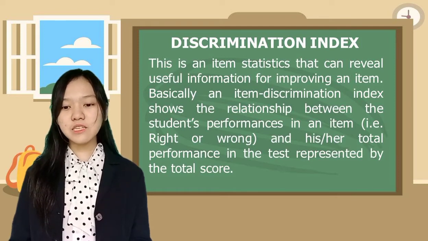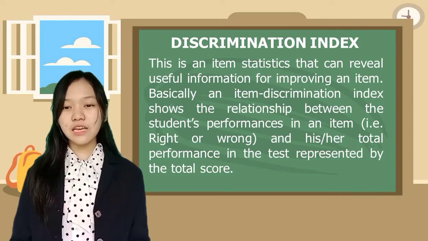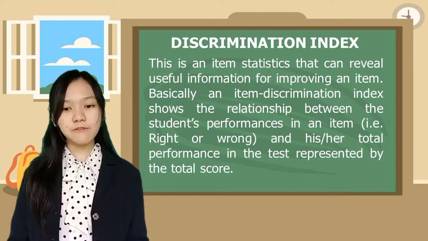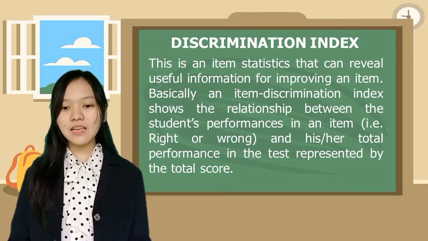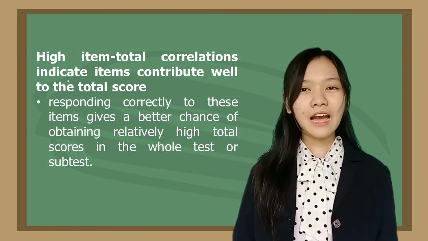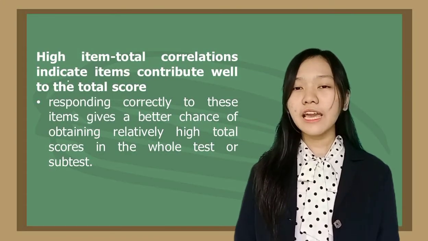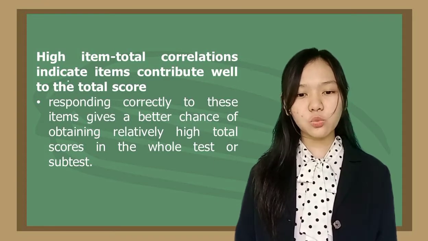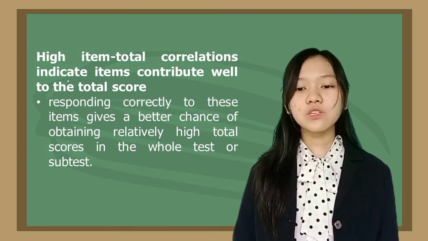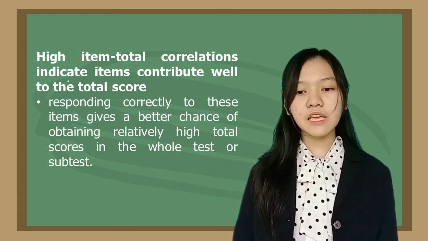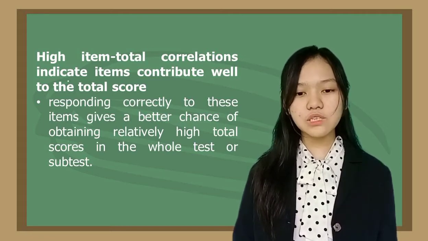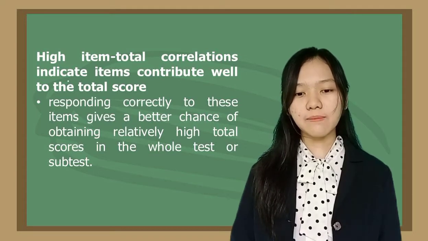Basically, an item discrimination index shows the relationship between the student's performance in an item, or the right or wrong, and his or her total performance in the test represented by the total score. Getting a high item-total correlation indicates that the items contribute well to the total score, so that responding correctly to these items gives a better chance of obtaining relatively high total scores in the whole test or subtest.